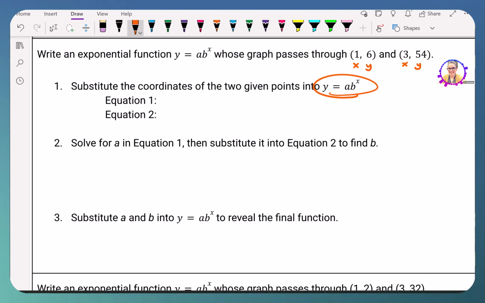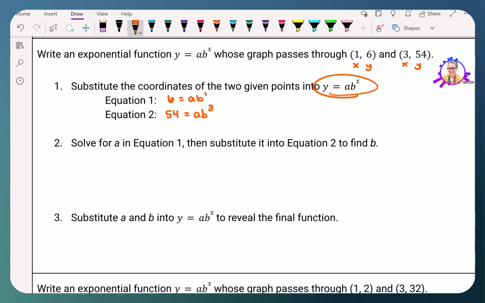So the first equation, you're going to substitute x is 1 and 6 is y. So I'm going to put 6 equals ab to the power of 1. And in the second equation, I'm going to use 3 and 54. So I'm going to do 54 equals ab to the power of 3.